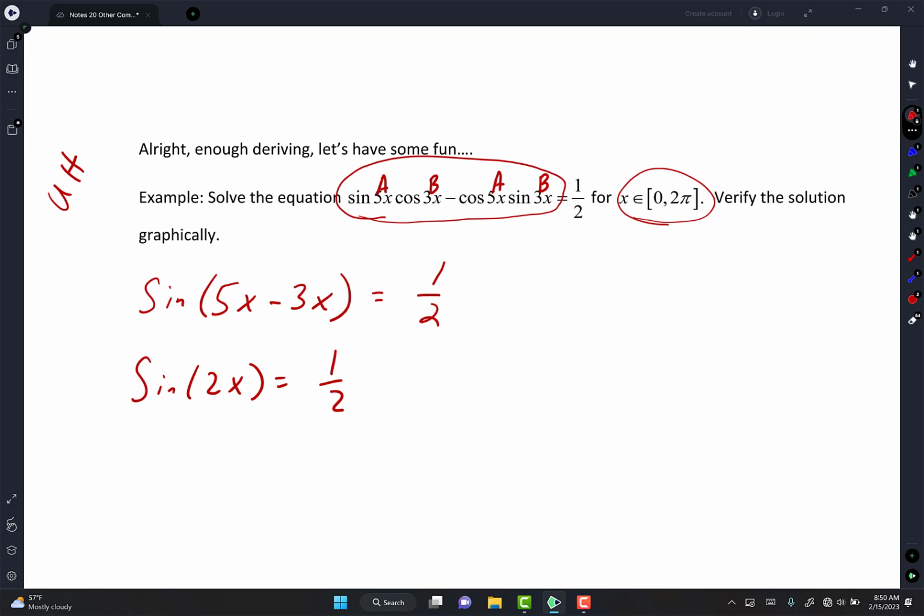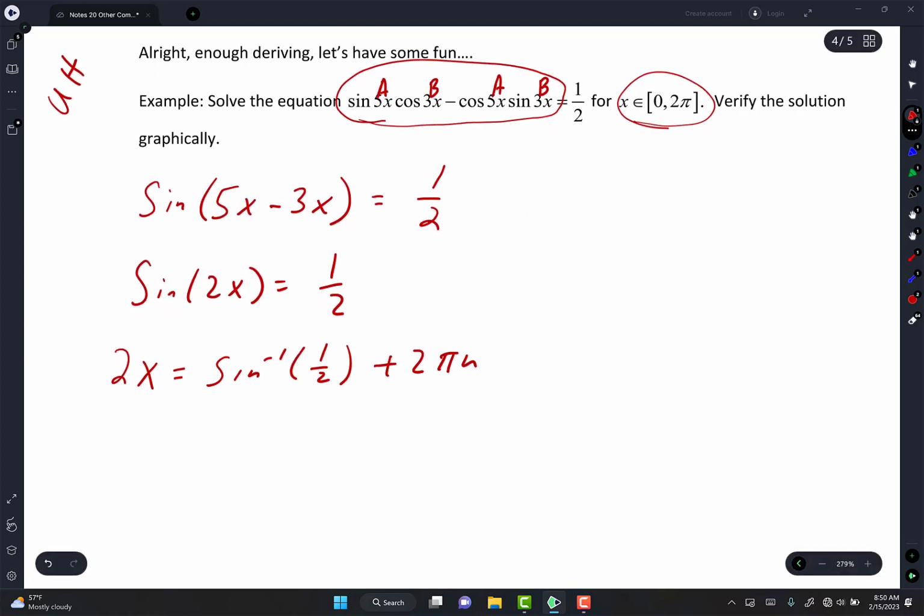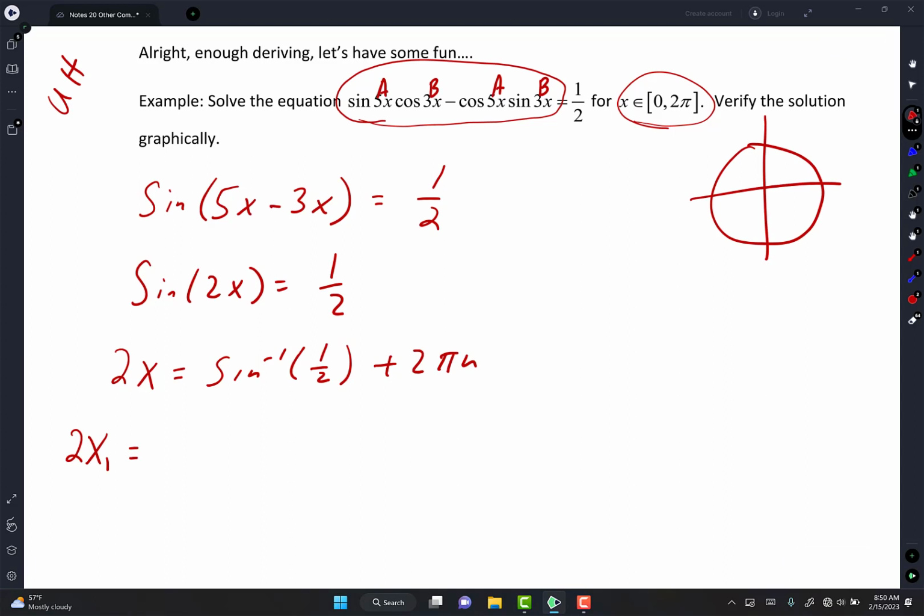How do I get rid of the sine? Arc sine. So I'm going to write 2x equals arc sine of a half, and then plus 2 pi n, because if you do a whole 2 pi, you're back in the same location. Now, before I start, here's where I would write 2x1. 2x1 equals, in the unit circle, where's the first time you hit a half for sine? Remember, sine's a y value.